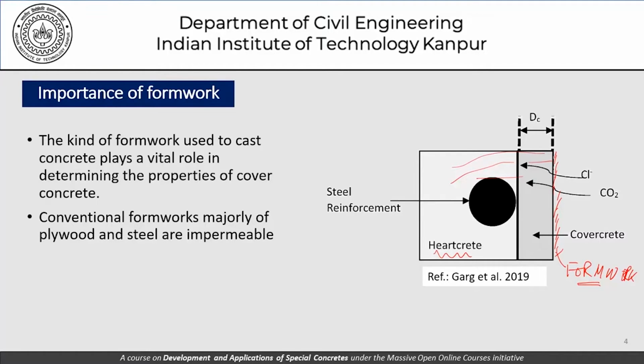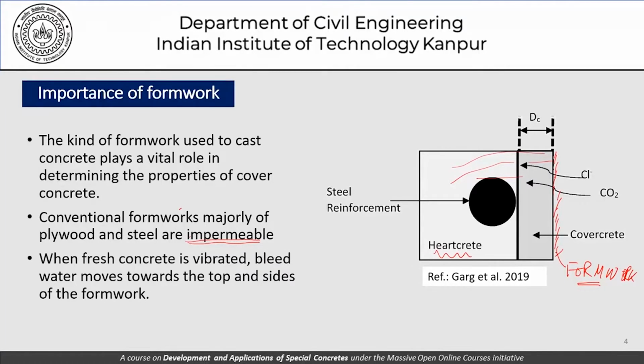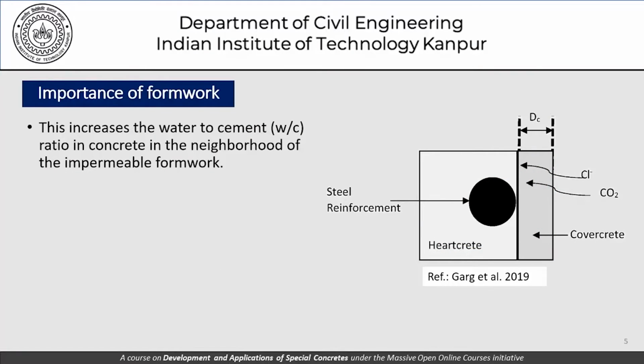Conventional formworks are majorly of plywood and steel, and they are impermeable. So we don't have permeable formwork most of the time, and they are either made of conventional plywood or steel. Now when fresh concrete is vibrated, the bleed water tends to move towards the top and the sides of the formwork. That is, the bleeding water within all this concrete tends to move up, the particles tend to settle down, and also there is a tendency of bleed water to move towards the formwork. Now because this formwork is impermeable, this water tends to collect in this region close to the formwork. That is what is stated here.